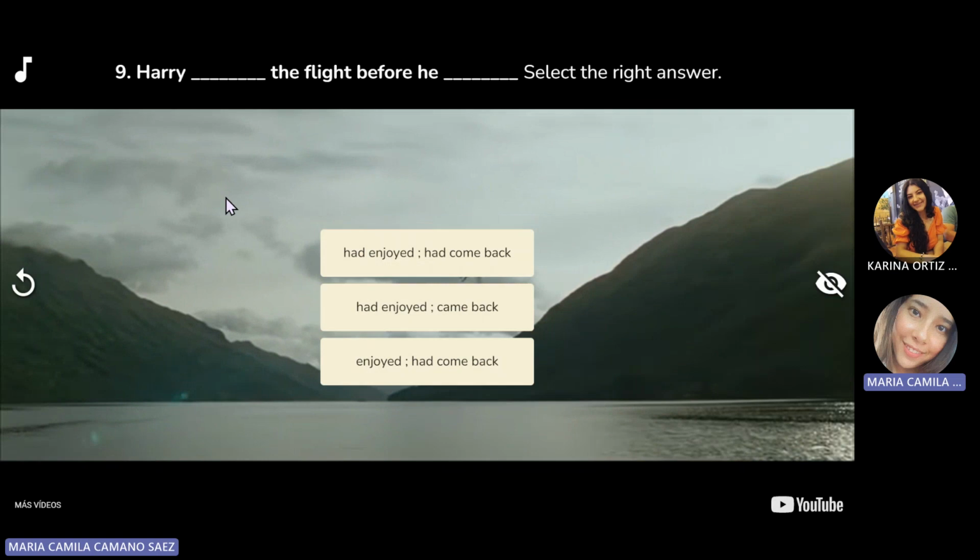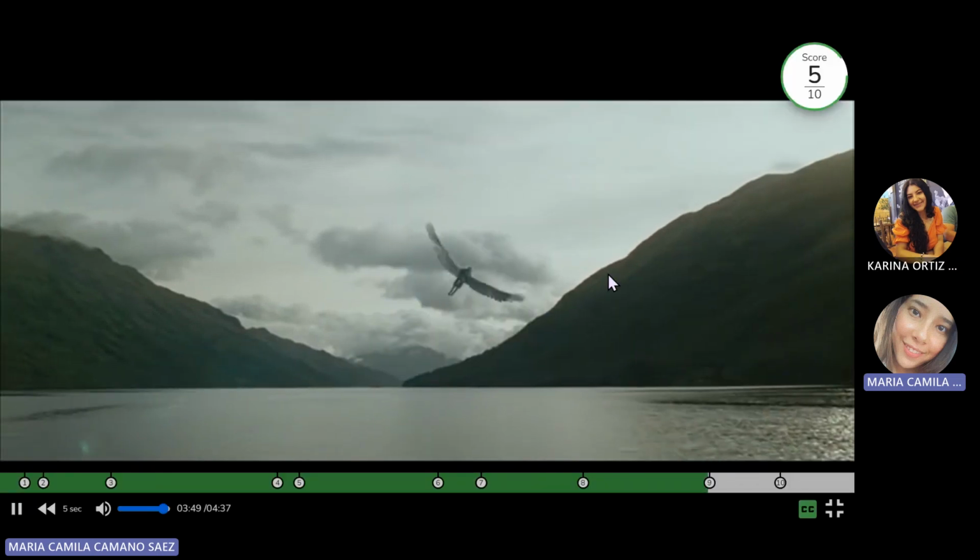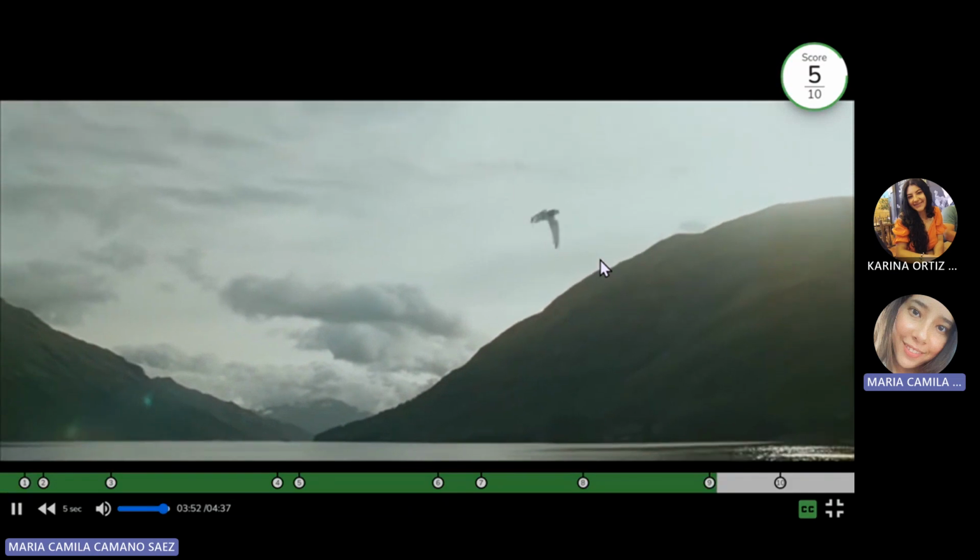Okay, Harry, what do you think? Had enjoyed the flight before he come back. The second. Are you sure? Yes, the second. Because in this we have past perfect here and past perfect here. Okay, it is past perfect, and past simple. Yes, the last one.